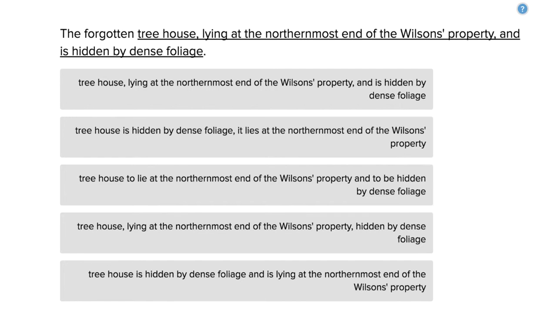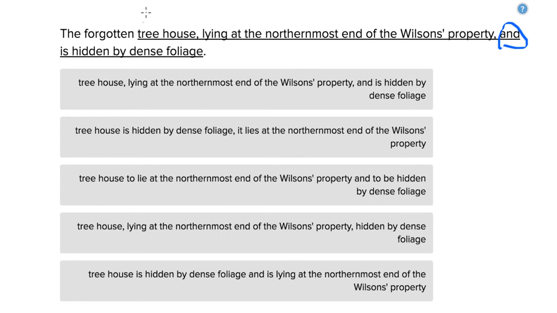The following is an SAT writing question that is asking us for the best version of the underlined portion of a sentence. So let's go ahead and read the sentence and figure out if choice A is a valid option. The forgotten treehouse, lying at the northernmost end of the Wilson's property, and is hidden by dense foliage. The problem here is the word "and" isn't functioning to give you the last object in a list, but is here as a connector between two independent clauses.